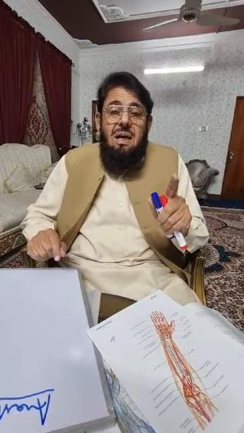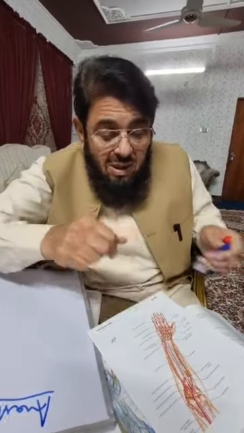And the importance of this anastomosis is to provide a collateral channel in conditions in which one vessel is blocked. Now let us look at that.